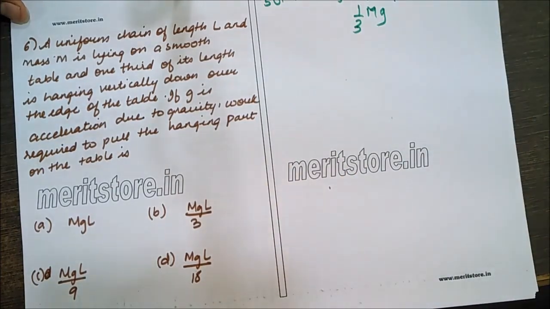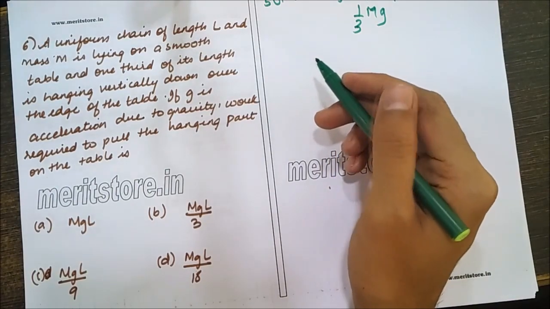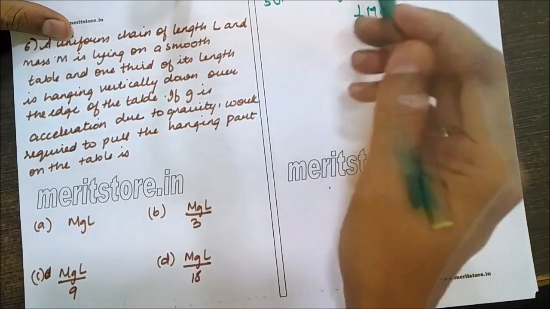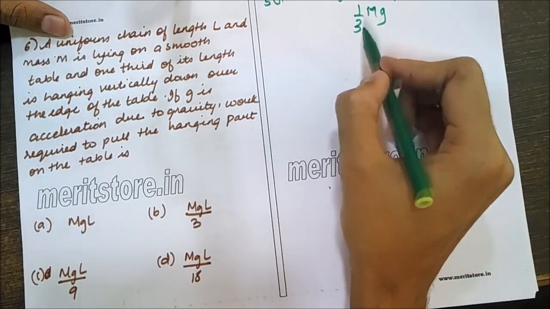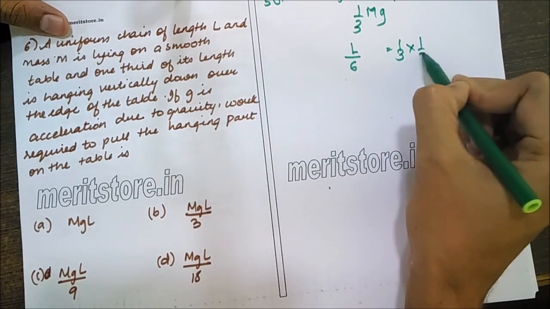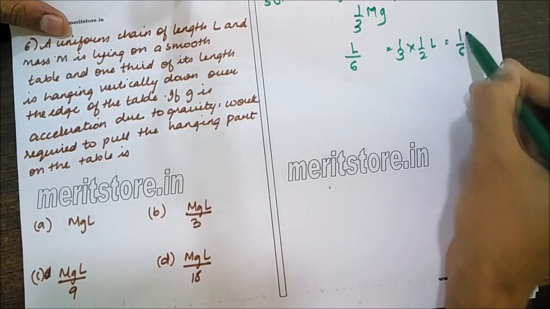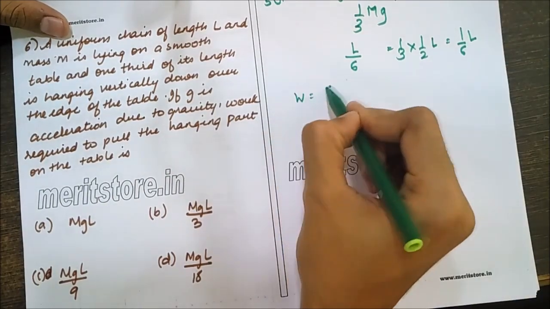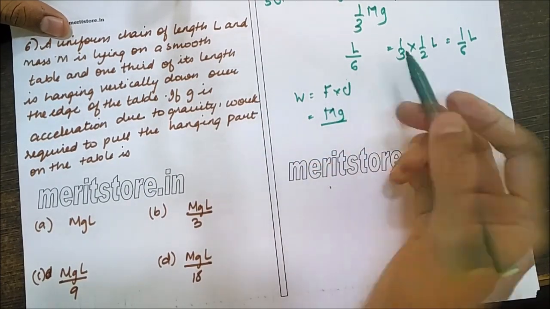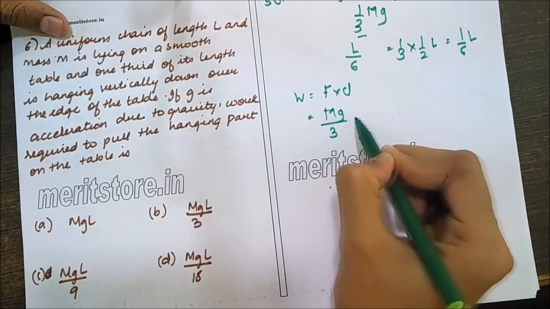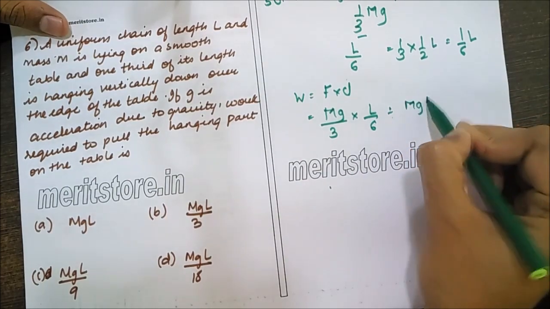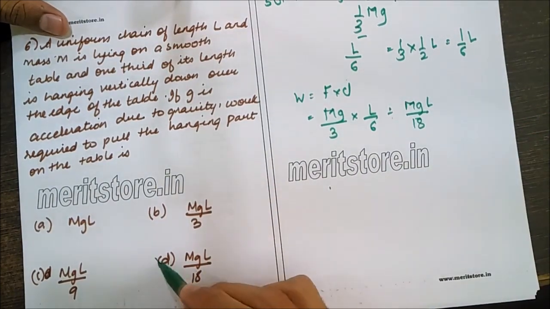Okay, that will be the weight. Now the distance: the weight acts along the center of gravity of the hanging part, which will be half of its length, so that will be L upon 6, that is 1 by 3 into half of the length, equal to 1 upon 6 L. Okay, so work done is equal to force into distance. The force is 1 upon 3 mg, into the distance L upon 6. So we have mgL upon 18. So D is the correct option.